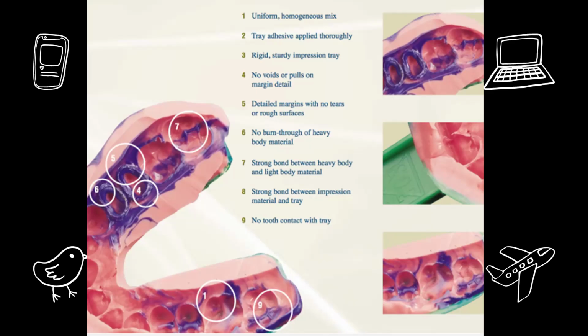Strong bond between the heavy body and the light body material. There should be no interface or separation that is obvious. There should be a strong bond between the impression material and the impression tray. There should be no tray separation. And there shouldn't be any tooth contact with the tray. That is, there shouldn't be any tray exposure.